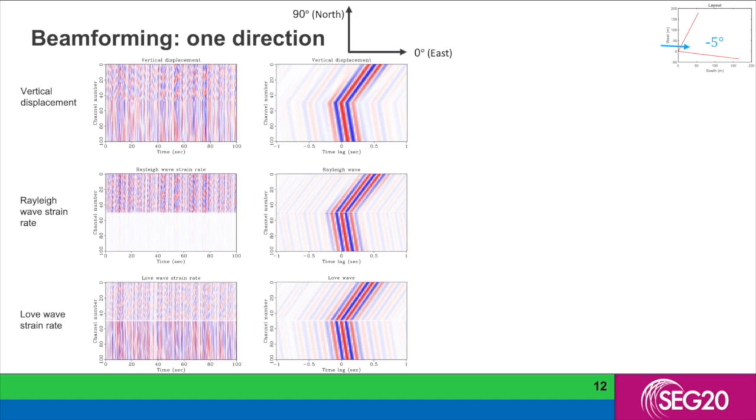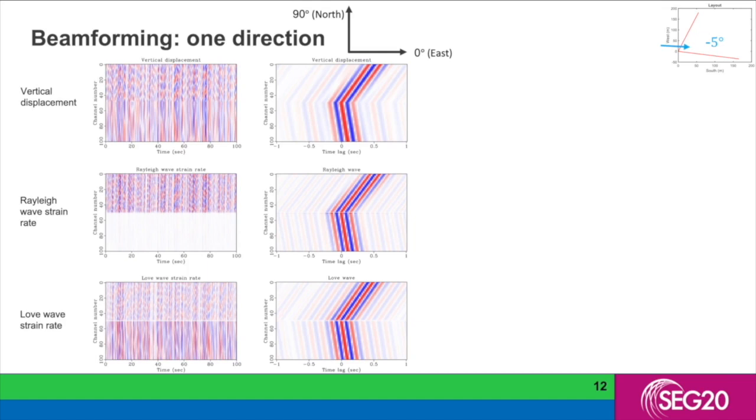We first did a synthetic test when there is only one direction of propagation of ambient noise wave field. The first column shows the synthetic vertical displacement, Rayleigh wave strain rate, and Love wave strain rate, when the incident angle is -5 degrees. You can see the amplitude projection is very severe in the Rayleigh wave strain rate due to the directionality of DAS and the geometry of the array. We cannot identify the polarity in the data, but we can identify it in the cross-correlograms.